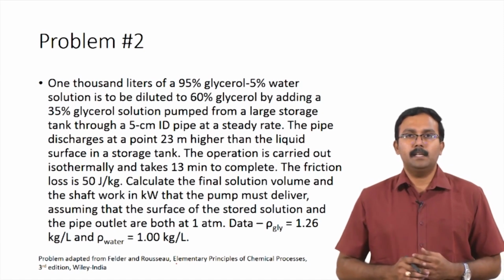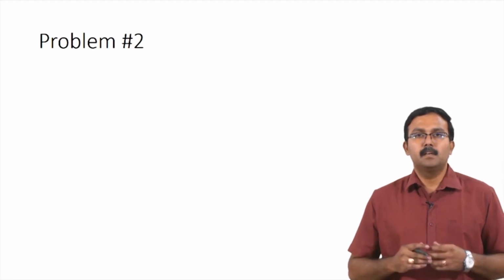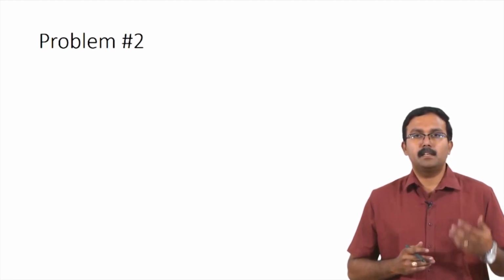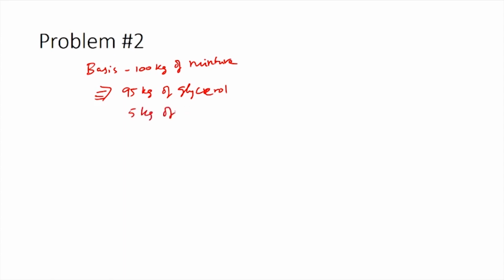With that assumption in mind, let us first try to calculate the density of this mixture, so that we can calculate the mass of the mixture. To calculate the density of the mixture, let us first calculate for the 95% mixture. For calculating the density of the 95% glycerol mixture, we will assume a basis of 100 kilograms of mixture. So, this 100 kilograms of mixture will contain 95 kilograms of glycerol and 5 kilograms of water.